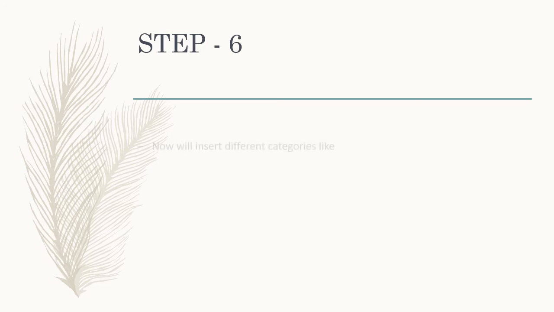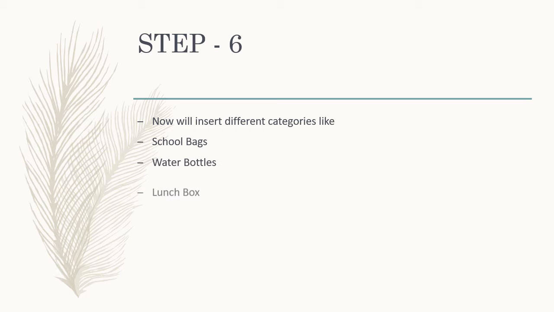Step number 6. Now we will insert different categories like school bags, water bottle, lunch box, compass box, stationery, files and folder.